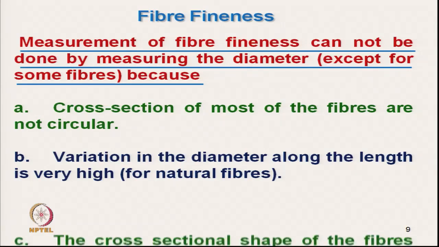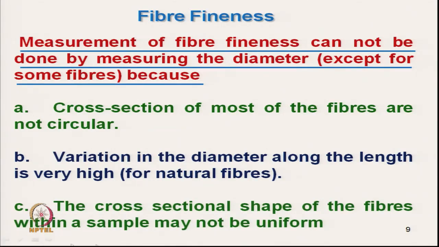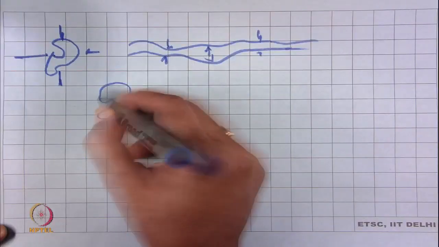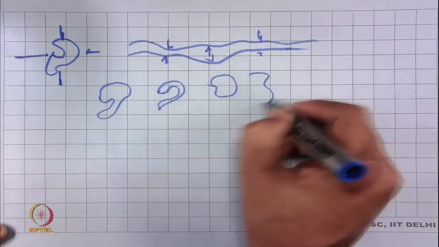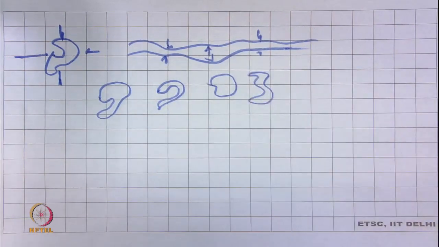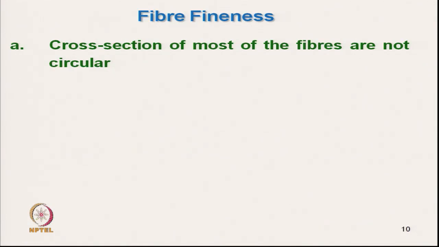And the third problem is that the cross sectional shape of fibers within a sample may not be uniform. If we see the cross section of, say, cotton fiber, in a particular lot we will see fibers with different cross sectional shapes. So, there is no uniformity in the cross section. Due to all these three problems we normally do not take fiber diameter as a measure of fineness.